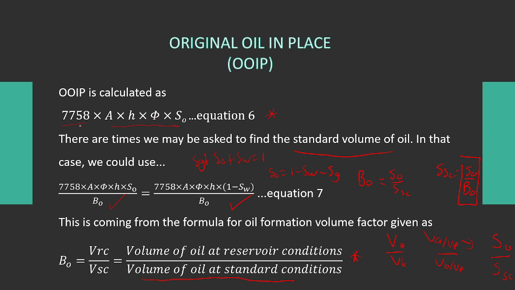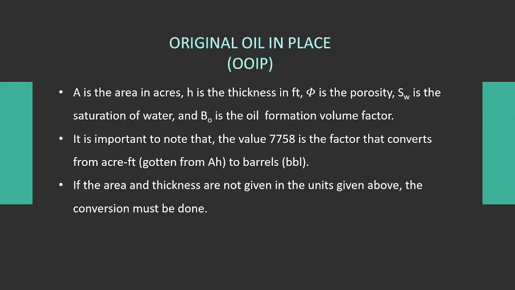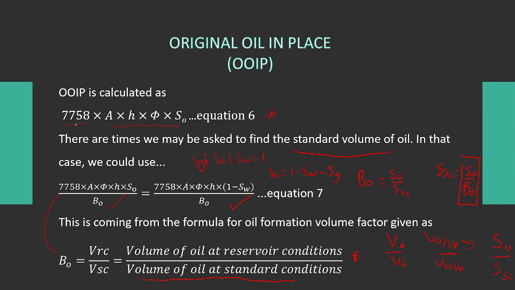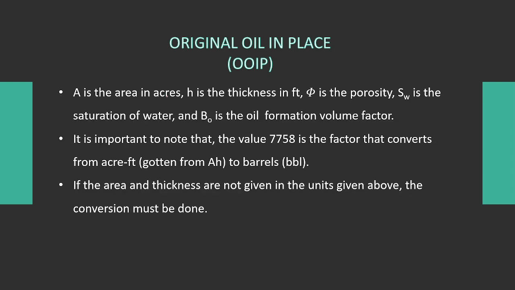And yes, this is the format: 7758 times A H, porosity, times SO. These other equations are just for you to have in mind in case you come across something that's asking for the standard volume. Okay, so the reason why we are using this conversion factor of 7758 is because the area that we are working with for that formula is in acres. The thickness or the height, the H, is in feet.